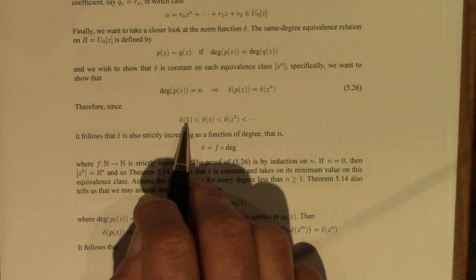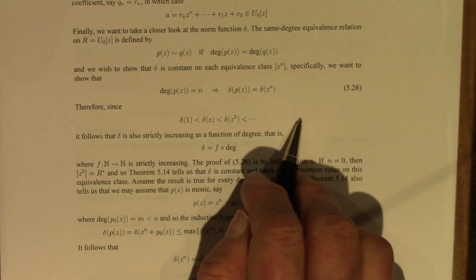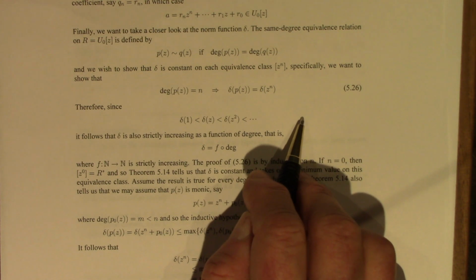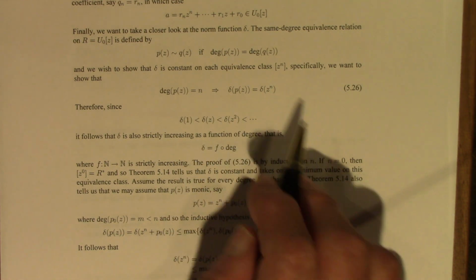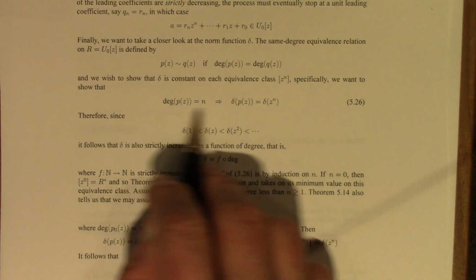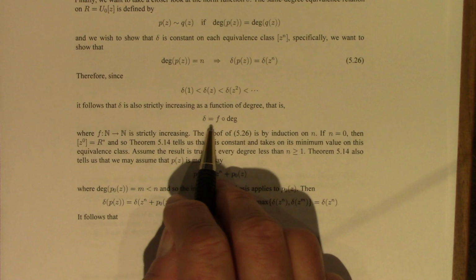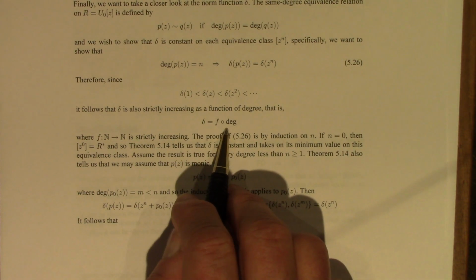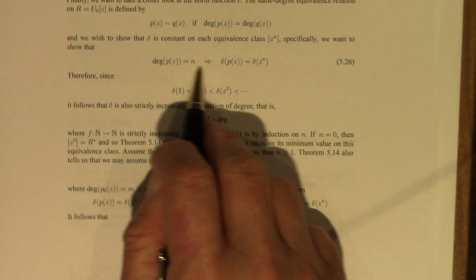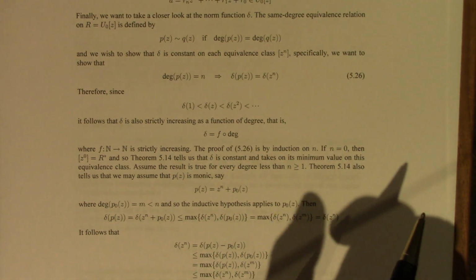And therefore, since norm of 1 is less than norm of z is less than norm of z squared and so on, it follows that delta is also strictly increasing as a function of the degree, once we've established this. So it'll look like this, where f is strictly increasing. That's what we wanted to show. So we have to prove this implication. And we can do that by induction.